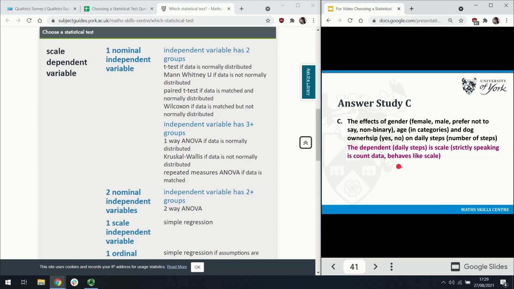So we need to think about the dependent variable. And again, the dependent variable is scale. We'll come to some examples where the dependent variable isn't scale. It just so happens the first 3 are scale dependent variables.